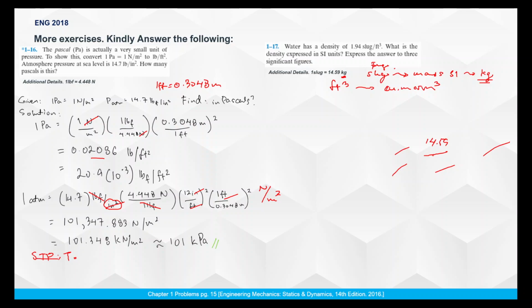Pero pag sinabing pressure at sea level, so atmospheric pressure, that could mean 1 atmosphere is also 101.325 kPa. Yun yung ginagamit natin usually. Then pag English naman, usually ang ginagamit namin nun is 14.696 pounds per inch squared.